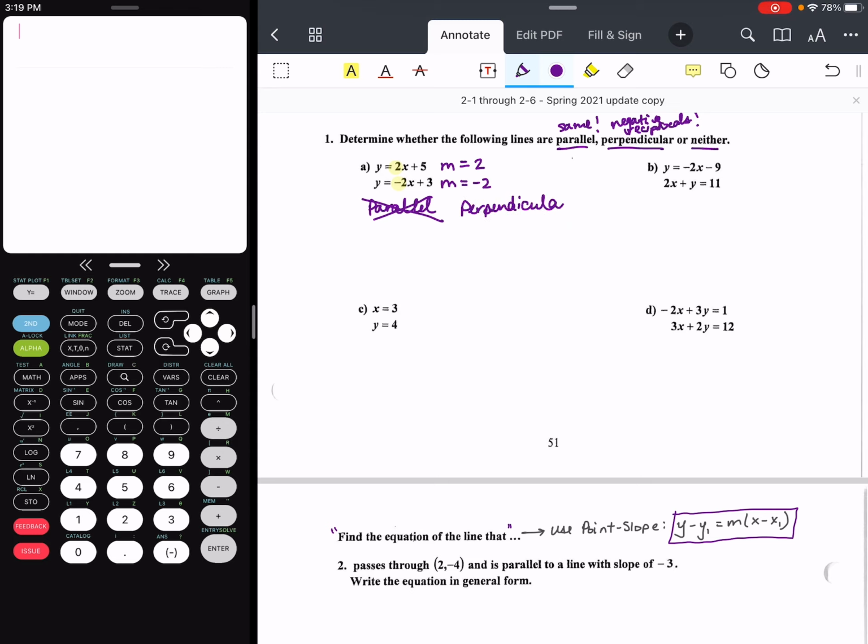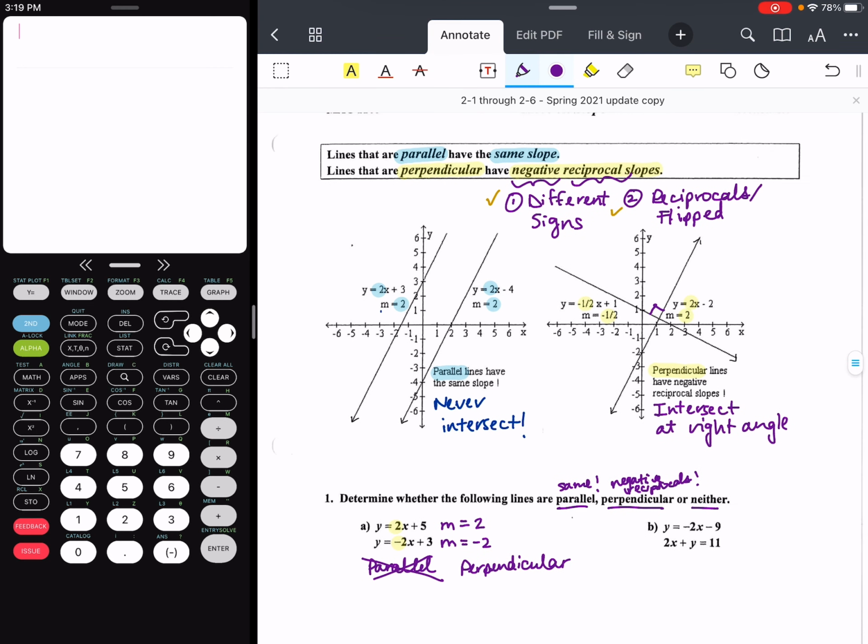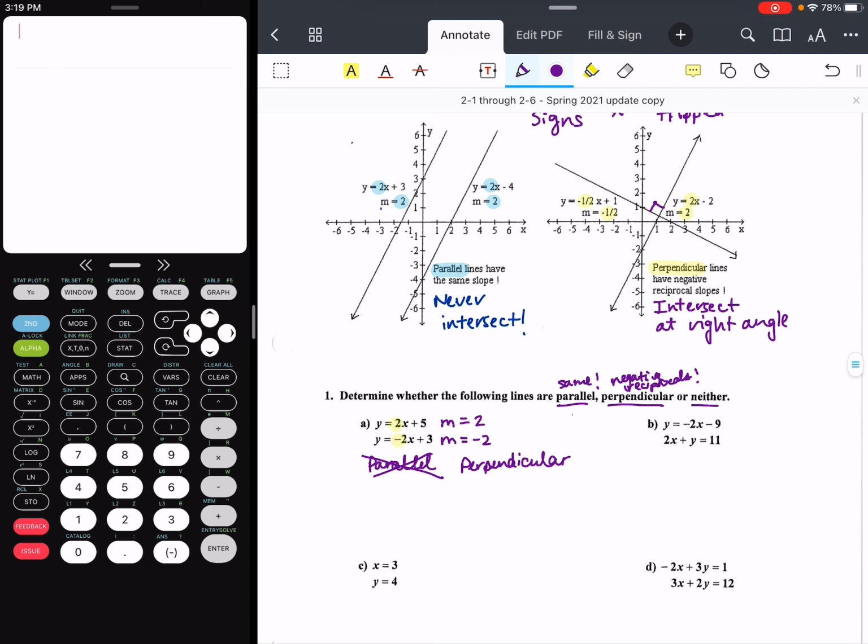They're also not perpendicular. I do have the two different signs. That's one thing that I check for. So I do have two different signs, +2 versus -2. But when I go to check for reciprocals, I don't have reciprocals. If one's a 2, the other should be a 1/2, and I don't have that. So that means these are also not perpendicular. Because it's neither of those, I say neither.